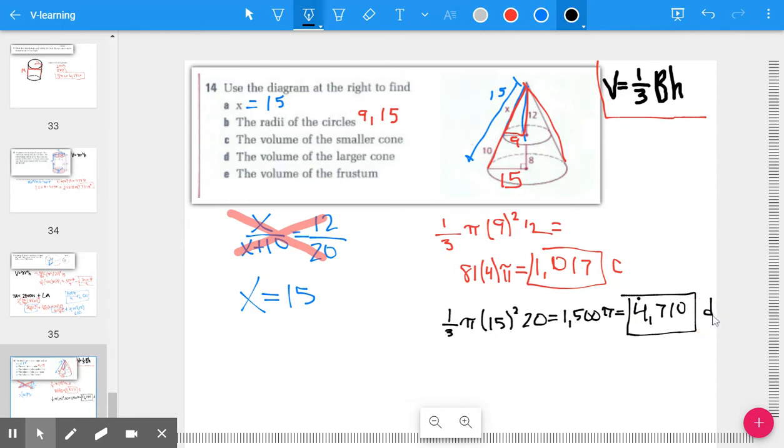However, we need to find the volume of the frustrum. So I'm going to erase this information up here so you can see a little bit clearer what the frustrum is. Remember, the frustrum is kind of like the cone without the top part. So it's going to be this part here.